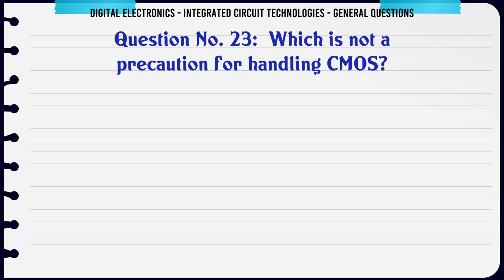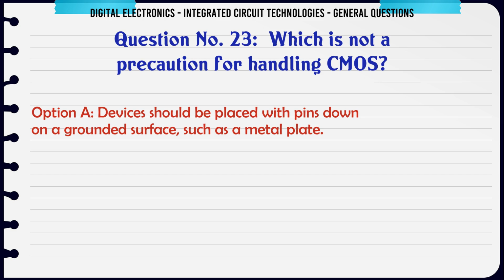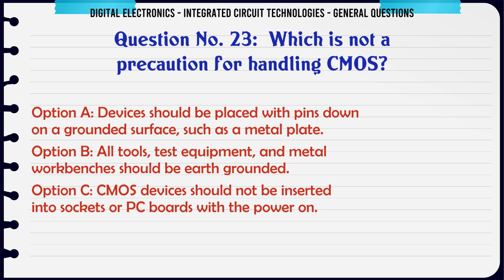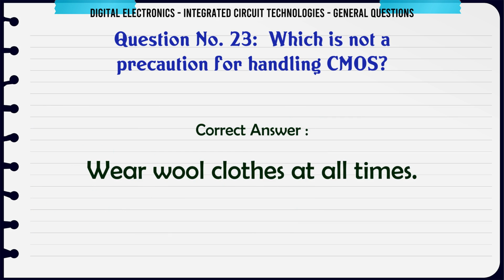Which is not a precaution for handling CMOS? A, devices should be placed with pins down on a grounded surface such as a metal plate. B, all tools, test equipment, and metal workbenches should be earth grounded. C, CMOS devices should not be inserted into sockets or PC boards with the power on. D, wear wool clothes at all times. The correct answer is wear wool clothes at all times.